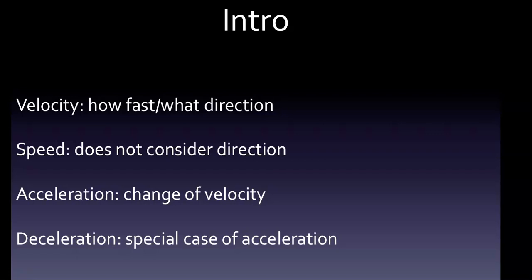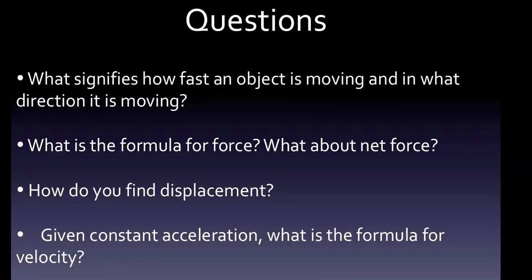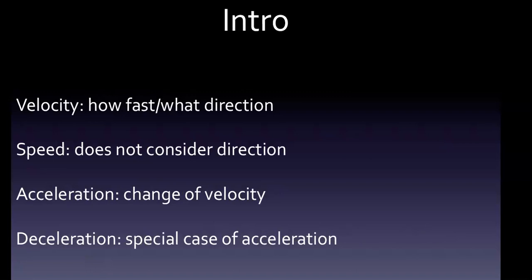So as we get started, velocity signifies how fast an object is moving and in what direction it is moving, right? So that very first question, that could easily show up. How fast and in what direction, that's velocity. Speed does not take into account the direction in which an object is moving, while velocity does, right? Acceleration is the change of velocity as time elapses. And deceleration is simply a special case of acceleration that causes an object to slow down.